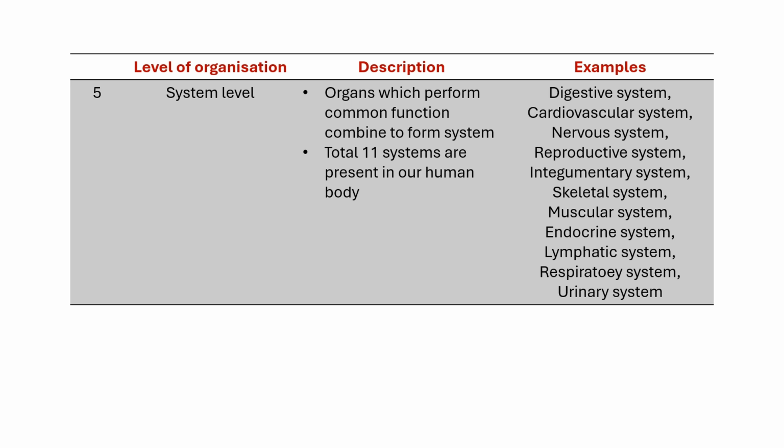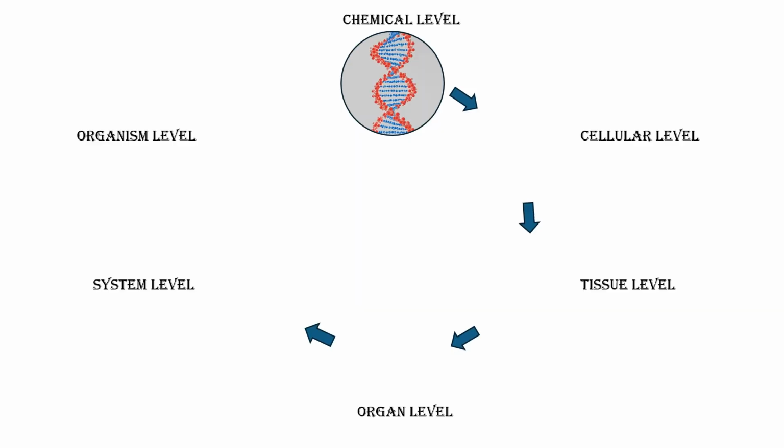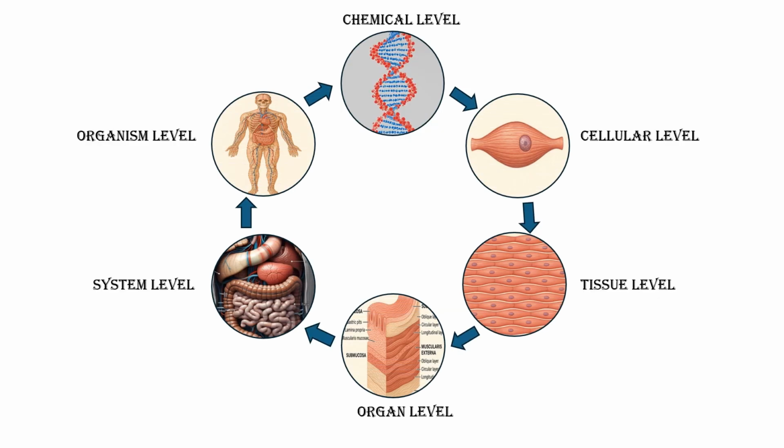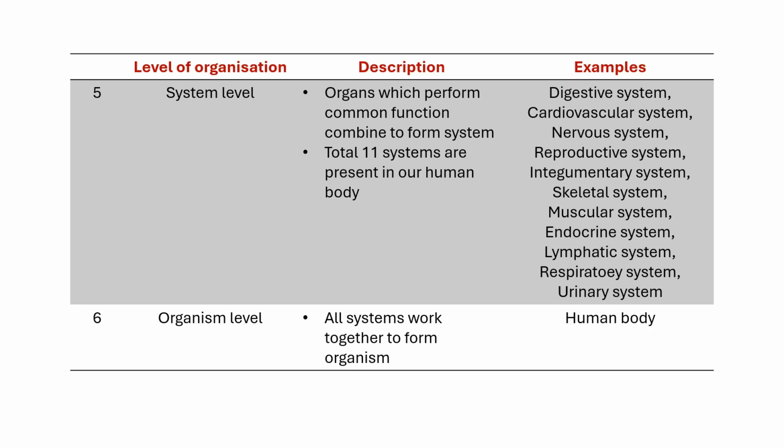Next and last level of organization is organism level. The 11 systems which I mentioned before will work together and form an organism. This is how a complete organism is formed from atoms, like the formation of a book from alphabets. This is all about levels of organization. Next, we will see the 11 body systems, their components and their functions.